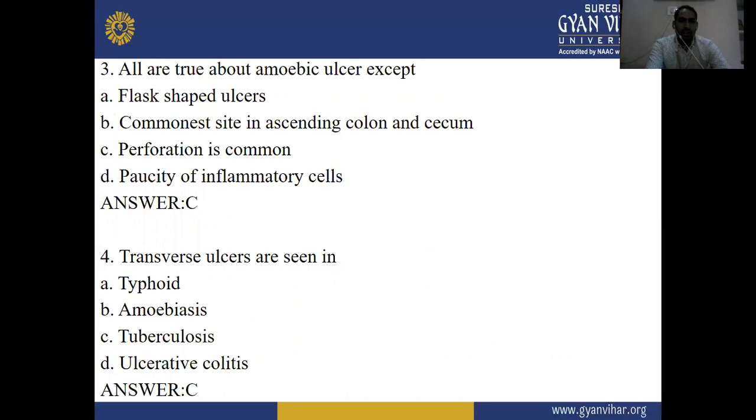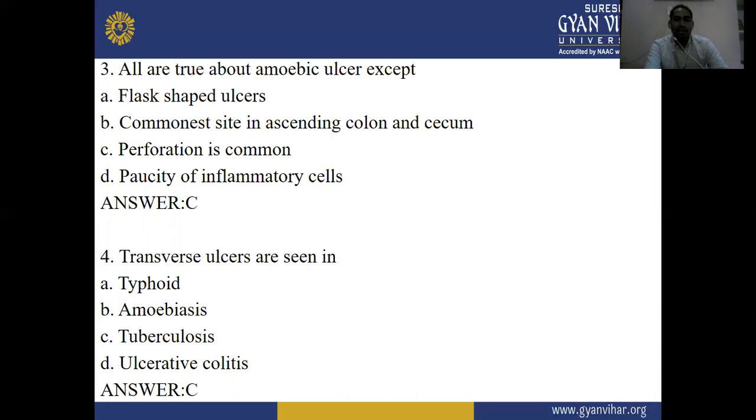Next question: all are true about amoebic ulcer except. Option A is flask-shaped ulcers. Option B, commonest site is ascending colon and cecum. Option C is perforation is common. And option D is paucity of inflammatory cells. The right answer is C. Perforation is not common in amoebic ulcers.